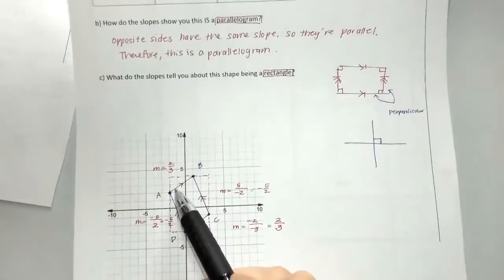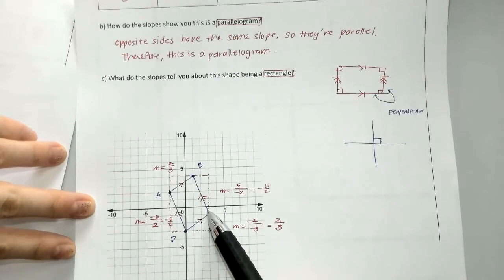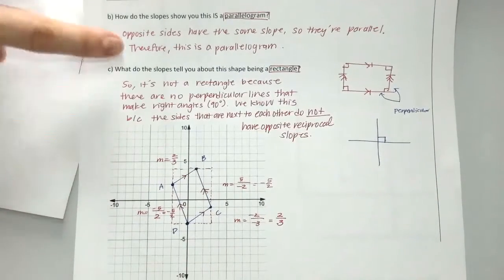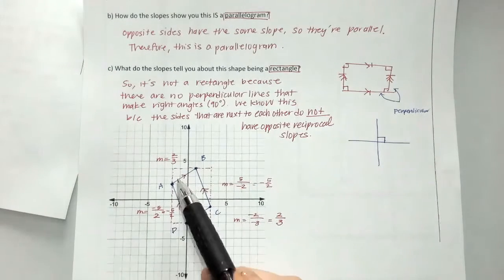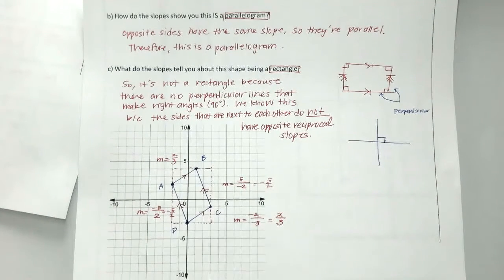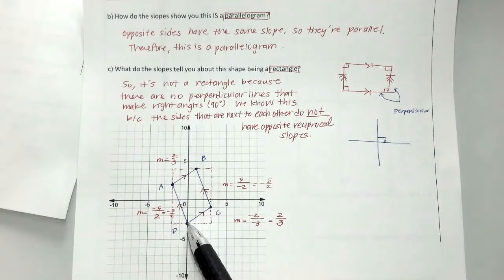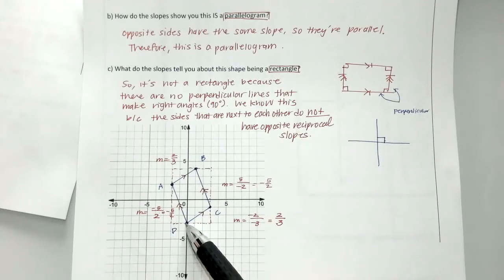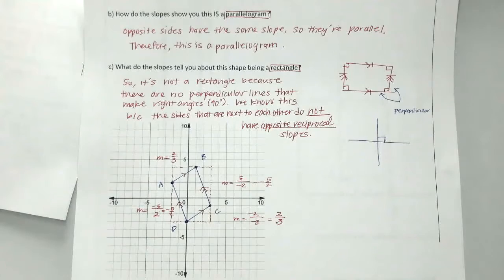Therefore, the sides that are next to each other are not perpendicular, meaning they don't have right angles. So here's what we can say. It's not a rectangle because there aren't any perpendicular lines that make right angles. And how do we know that? Because the sides that are next to each other are not perpendicular and they do not have opposite reciprocal slopes. Okay?